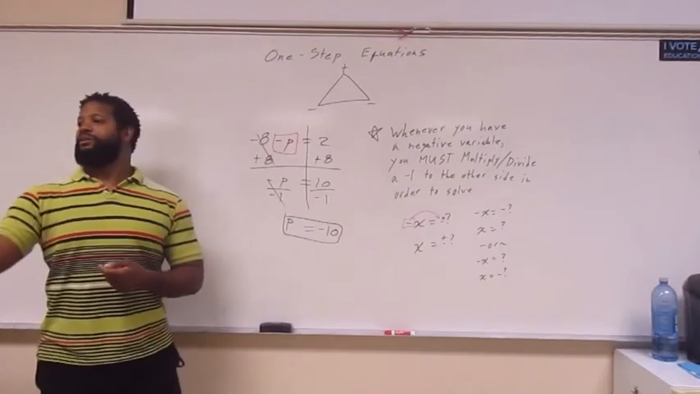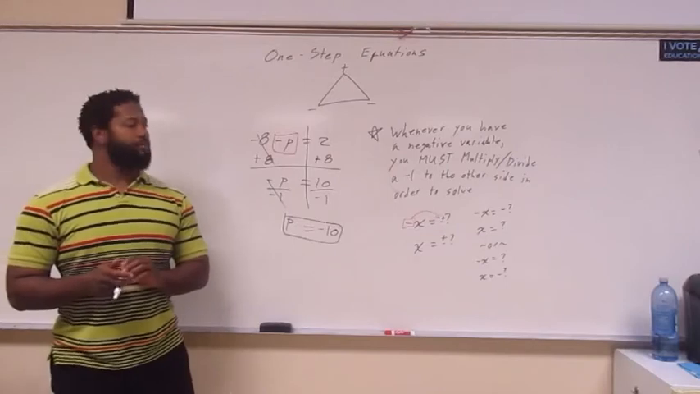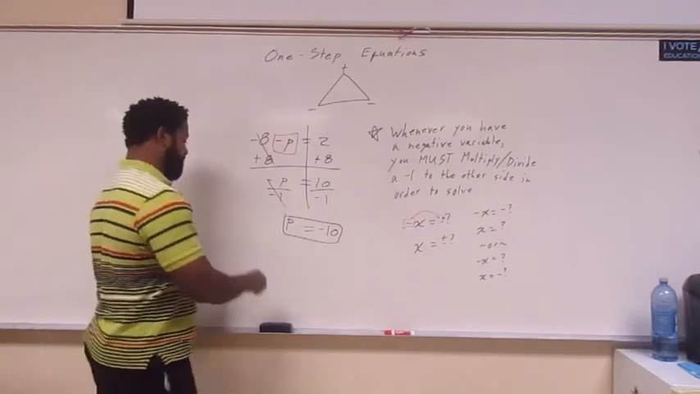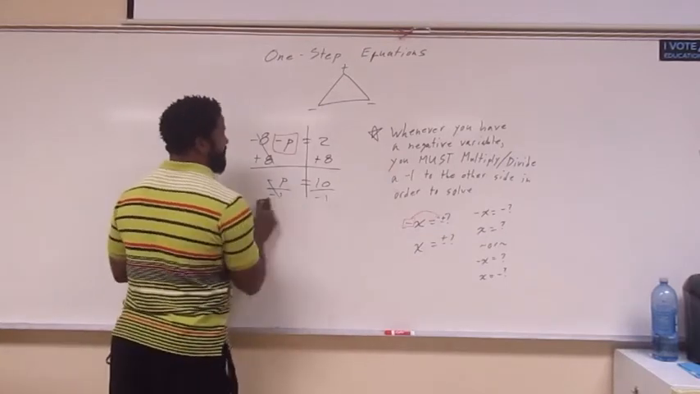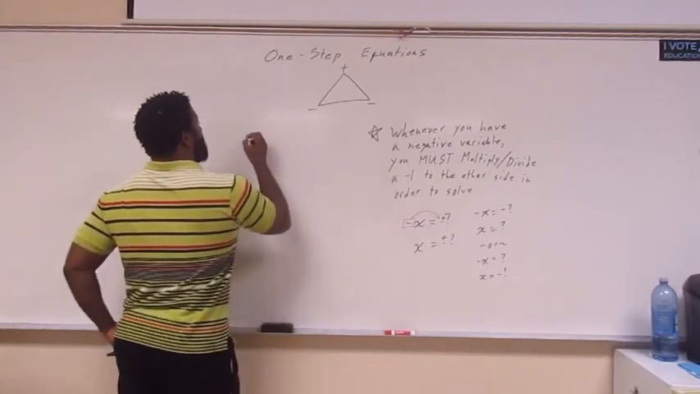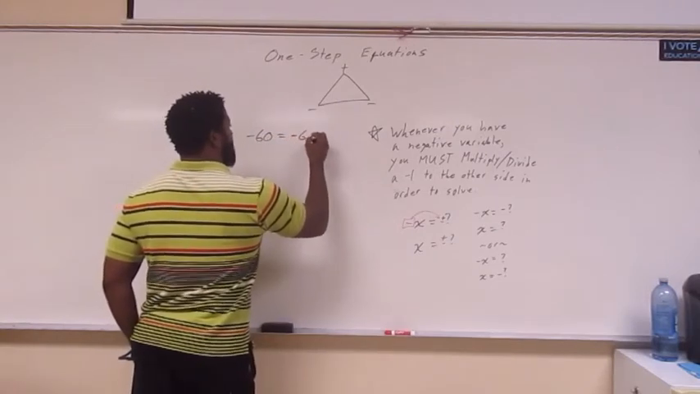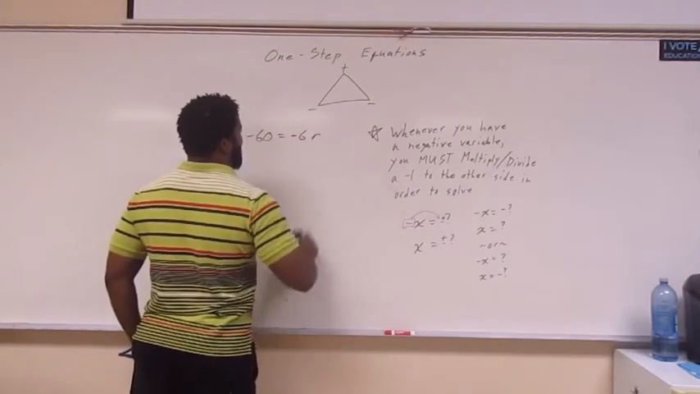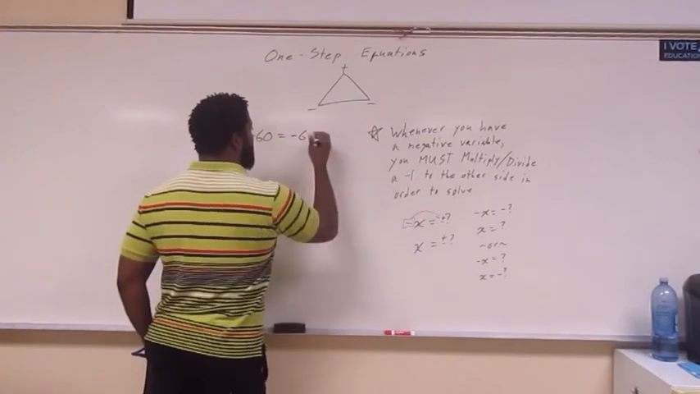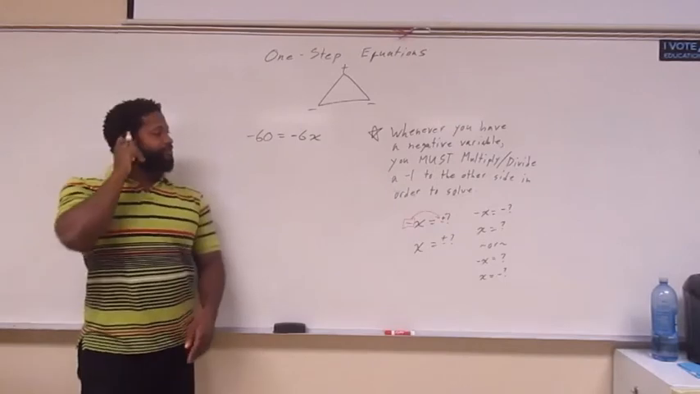You got your hand up? Yeah, can you do one for me? Mhm. So it's negative 60 equal to negative 6r. Negative 60 equal to negative 6r. My r's look funny, so let me just put x.